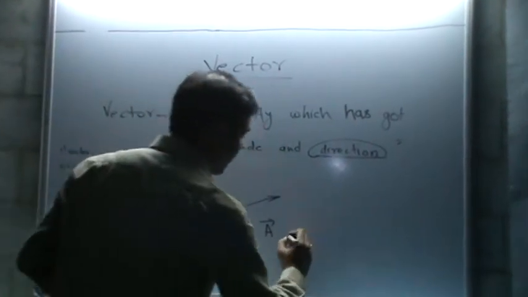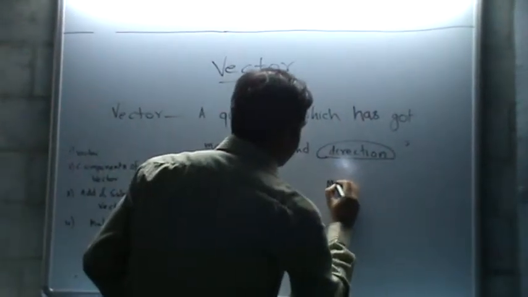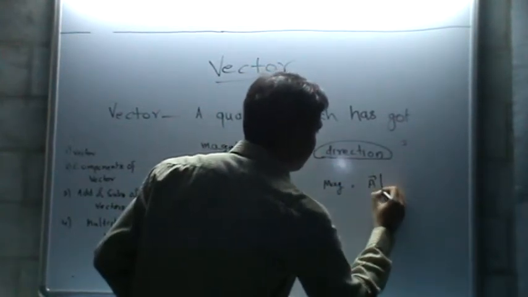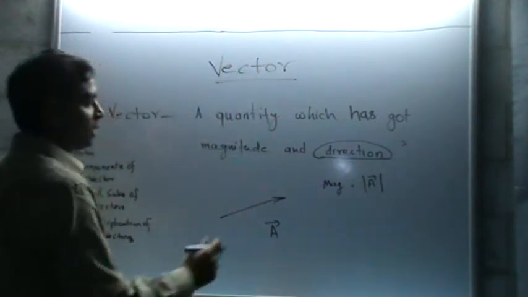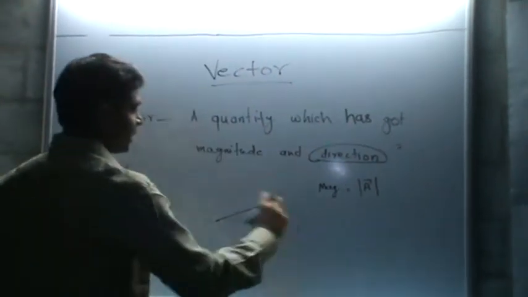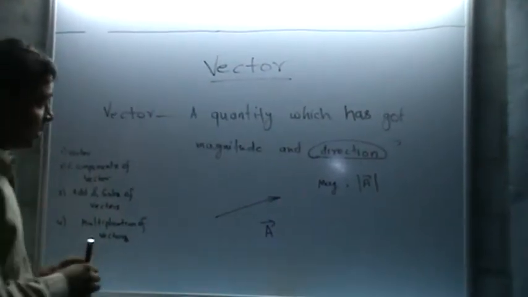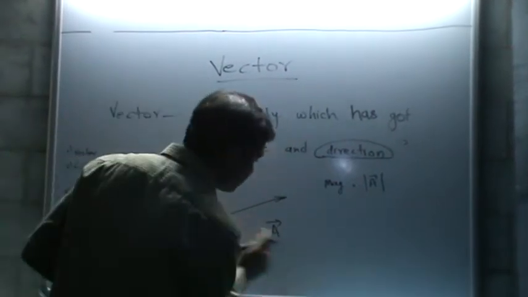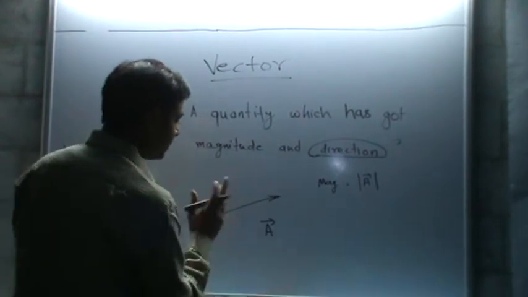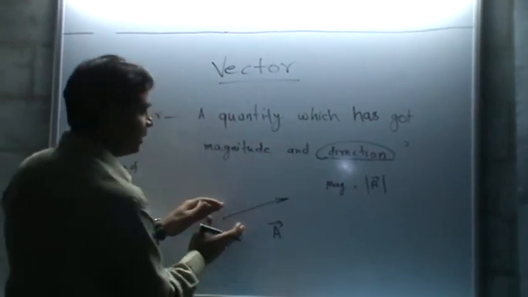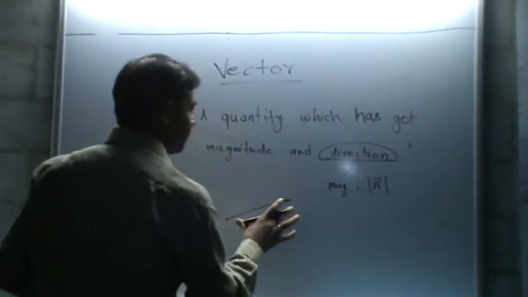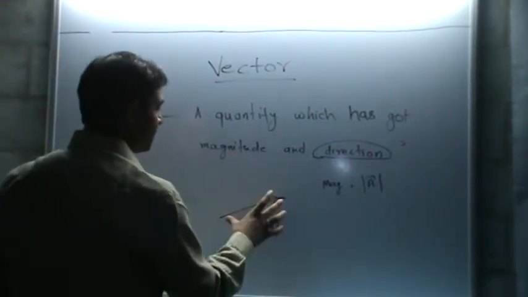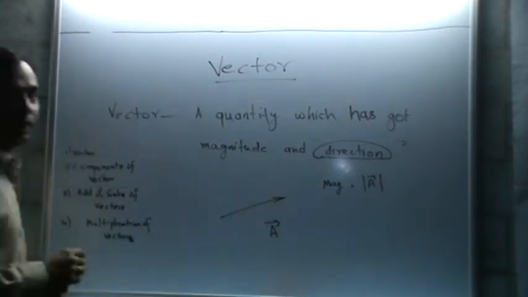This is how we represent a vector. This is the magnitude of vector A, and this is the direction. Now this vector has a certain direction. It's not that this vector is going in this direction or any other direction. It has got a fixed direction. That's why we call it a vector. That's why direction is the most important part.